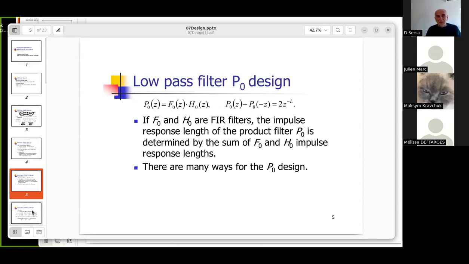Okay, there are many ways to design such a filter, and today you are going to learn the general principle, and you will be able to design a filter on your own. You can even name it by your name.